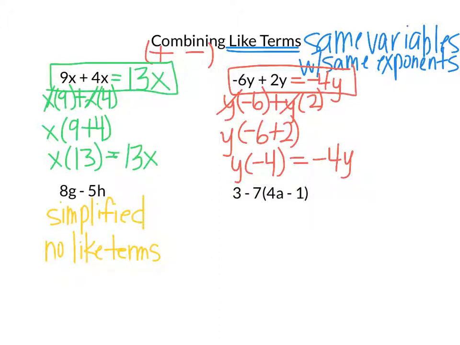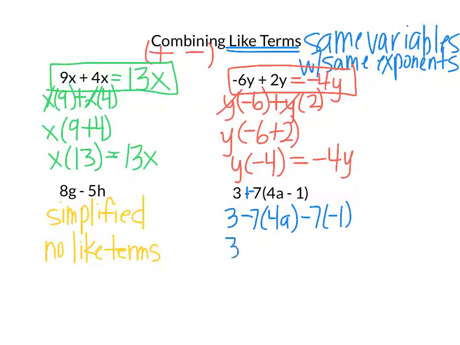Alright, well the next one, 3 minus 7 times the difference of 4a and 1. Well, we want to be a little bit careful here. First of all, we need to distribute. And what we need to distribute is a negative 7. Remember that this minus 7 is really plus a negative 7. So this is 3 minus 7 times 4a minus 7 times negative 1. That's using the distributive property.